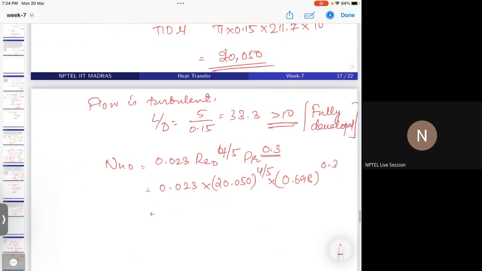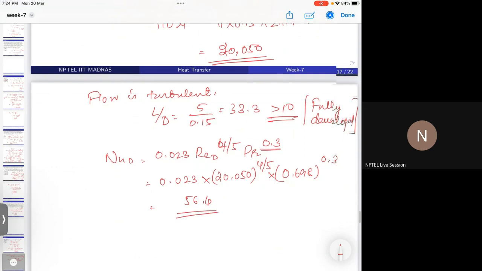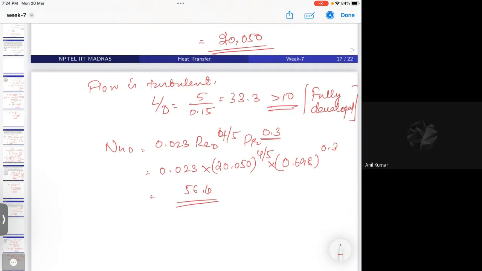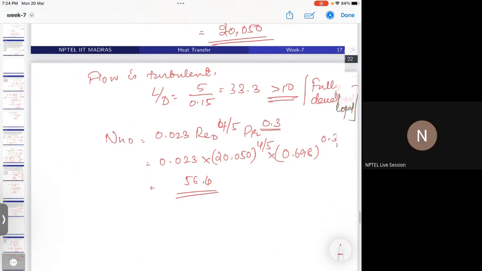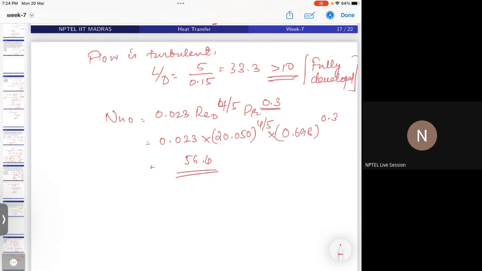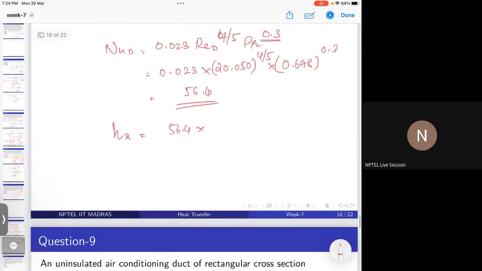I think you will get the value of something like 56.4. Are you getting this? I'm getting 57.1. Okay, fine. So now you can find out what is hx, which is equal to 56.4 into 0.0306, that is the k value, divided by 0.15. So you will get around 11.5 watt per meter square Kelvin.